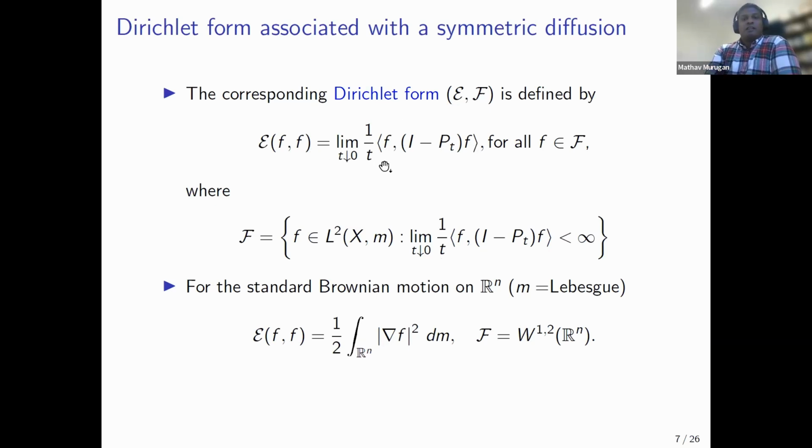It turns out that this limit always exists, no matter which function we choose in L2 space, because of spectral calculus, basically. And this function, as a function of t, is increasing for any function f in L2. But this limit may or may not be finite. If it is finite, then we say that this function f belongs to the domain of this Dirichlet form, and this is how the domain is defined.